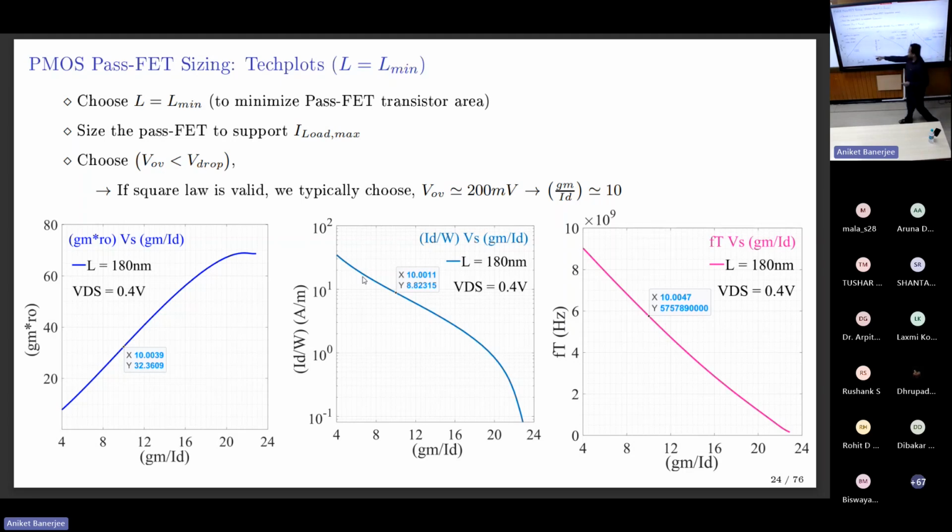So now if you do that, then gm-ro versus gm/ID, and ID/W versus gm/ID, these are the three tech plots available with me. To size the transistor, which tech plot would you pick in this case? ID/W, right? Given the load current of say 10 milliamps, this has to be sized for worst case current, which is 10 milliampere load current. So given the current, and L is L min, I want the W of this FET, correct?